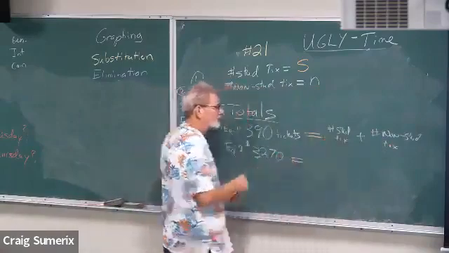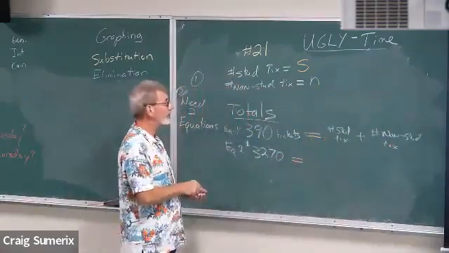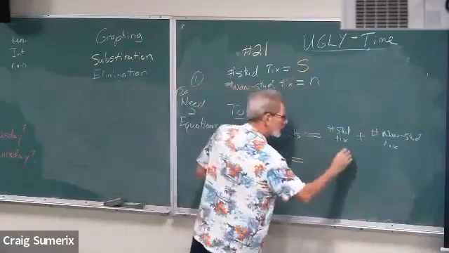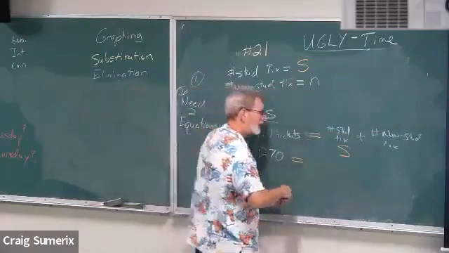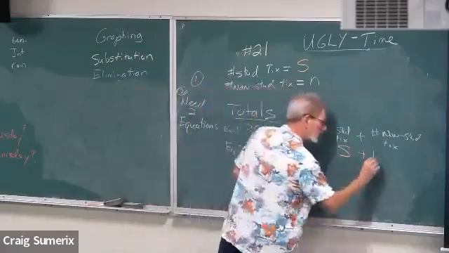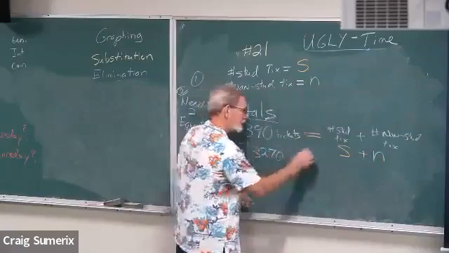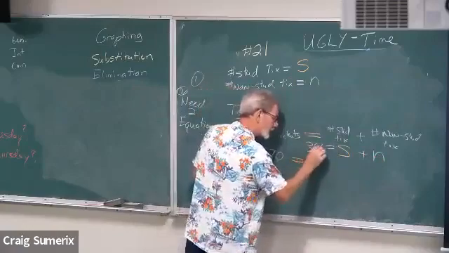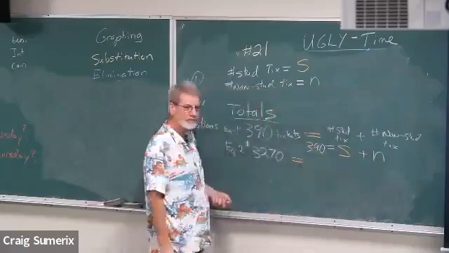What did you call the number of student tickets? How many is that? We don't know. We called it S. How many non-student tickets are there? We don't know, we called it N. And that was equal to a total of 390. There's your first equation.